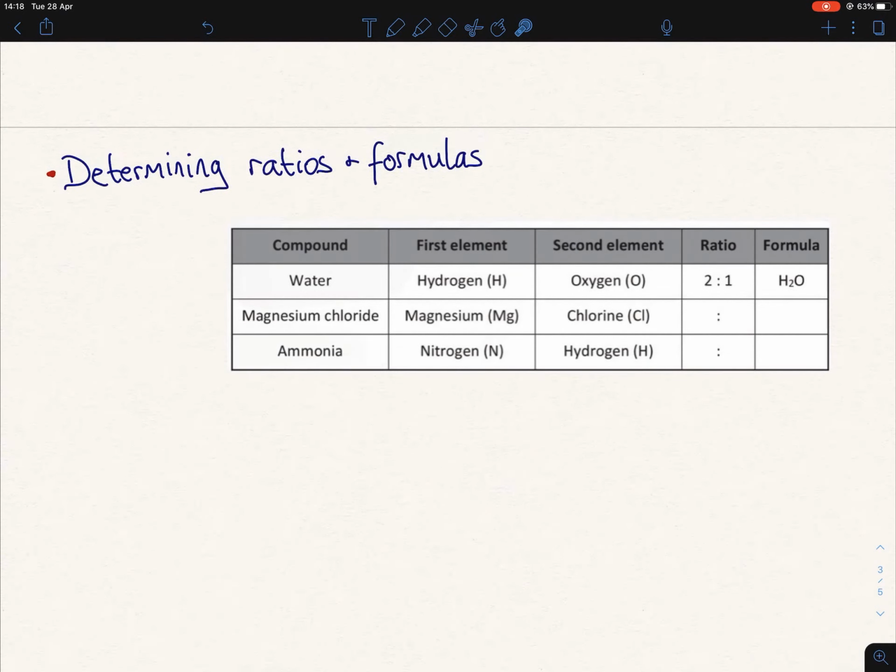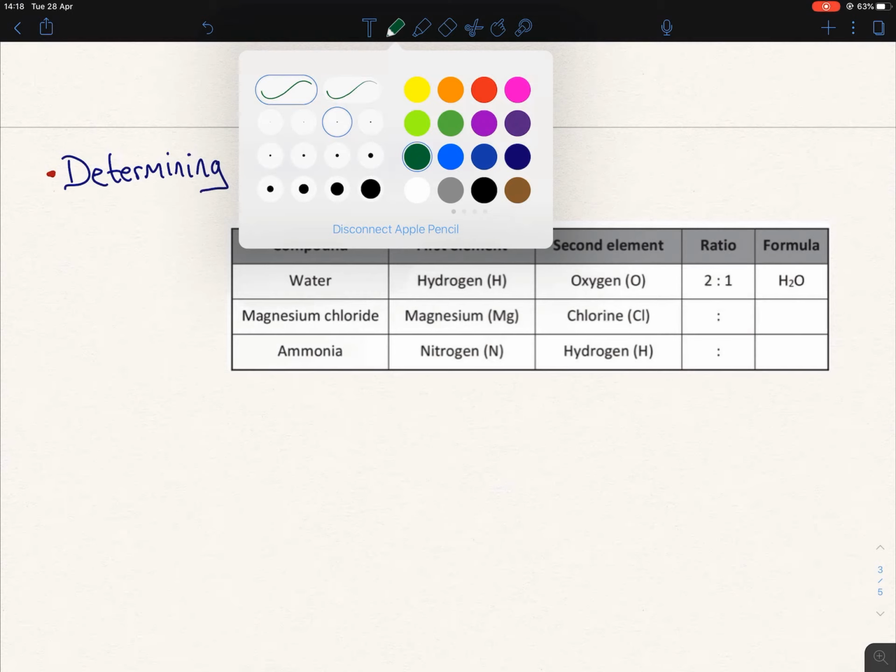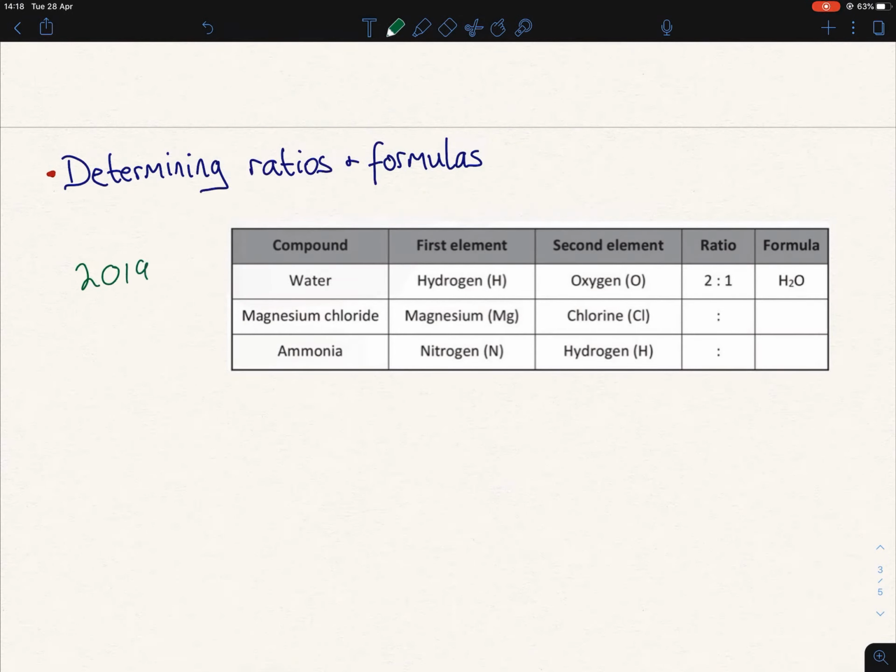The last part of it, I believe, is determining the ratios and the formulas. So this is really important. This question here is actually a 2019 question. So it's one of the first questions ever asked for the junior cycle exam, for first year. So that came up in 2019, and you're given a table here, and you're asked to attach a ratio here, and then put in the formula. They give you one already. They give you water here, and you're told there are two elements, hydrogen and oxygen, and you're told the ratio that for every oxygen atom you have two hydrogen atoms, and therefore it becomes H2O. But before we get on to magnesium chloride and ammonia, let's figure out how they actually get H2O from water.